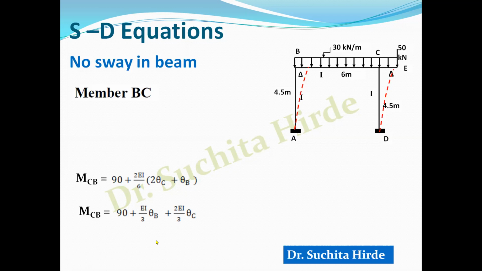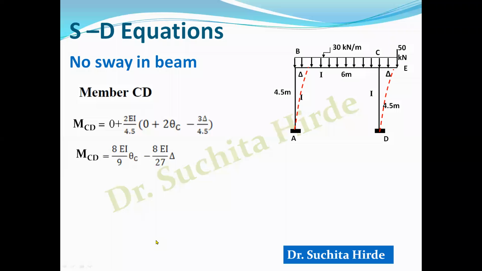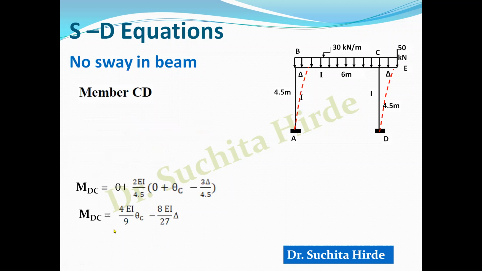Now we will write two equations for column CD. So MCD, 0 is the fixed end moment, 2EI by L, theta D is 0. So therefore this is 0, twice theta C, and note here 3 delta upon L with a minus sign because we are considering sway to right. If you simplify this, you will get MCD like this and MDC as 4 by 9 EI theta C minus 8 by 27 EI delta. So this is how to form the slope deflection equations. There are 3 members, so we get 6 equations.